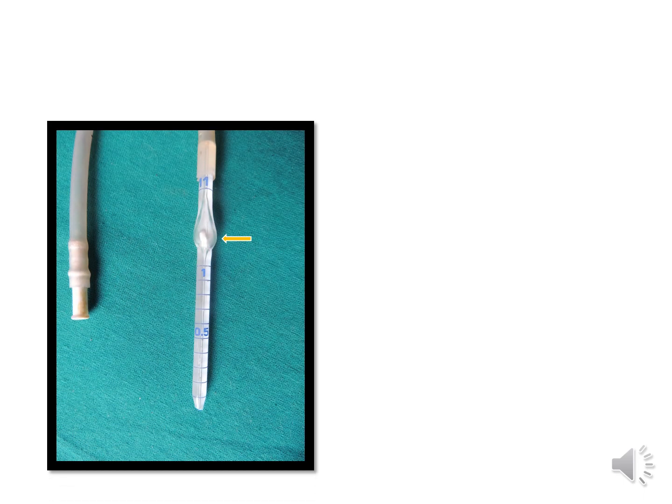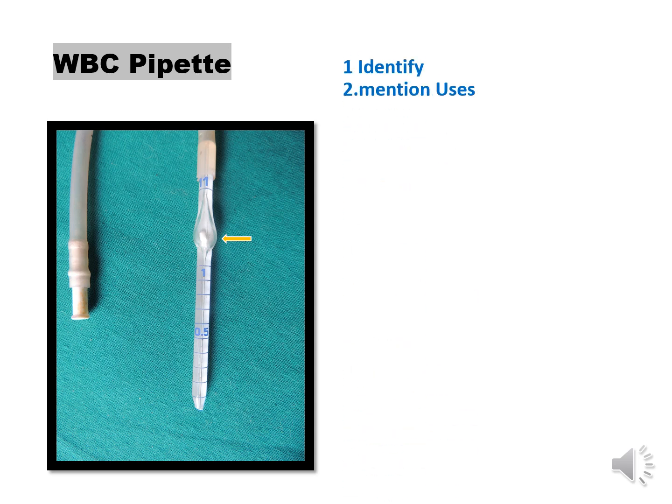Yes, this is very easy. This is WBC pipette. WBC pipette can be identified by the bead that is there in the bulb, as it is shown by the yellow arrow.